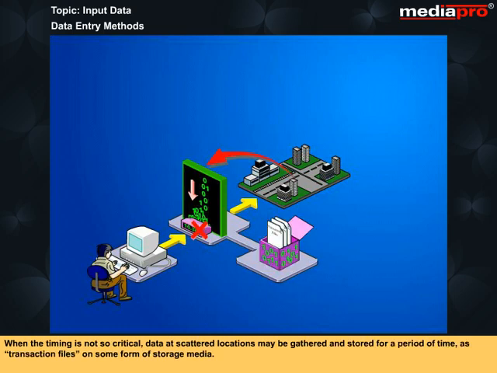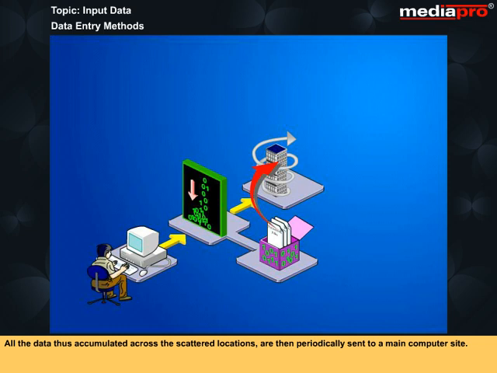When the timing is not so critical, data at scattered locations may be gathered and stored for a period of time as transaction files on some form of storage media. All the data thus accumulated across the scattered locations are then periodically sent to a main computer site. This is where the data is updated into a centralized master file, processed, and reports generated.